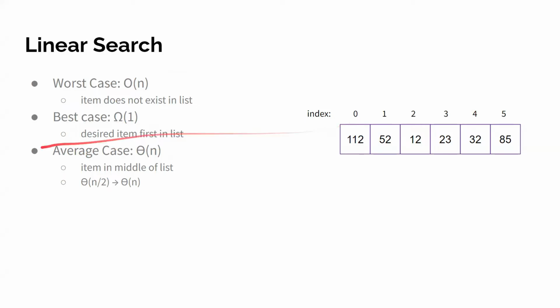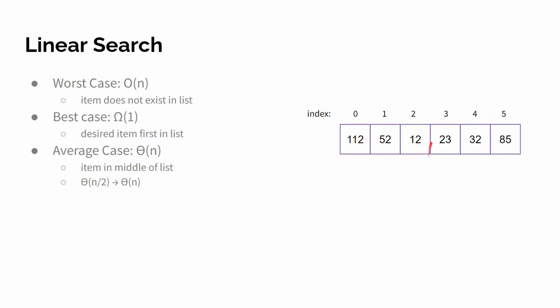Now, finally, the average case you're going to have is going to be theta of n. And this is when the item is in the middle of the list. So here we have theta n over 2. And through asymptotic notation, we know we can drop constants. So we're just going to drop the 1/2 to get theta of n in the end.